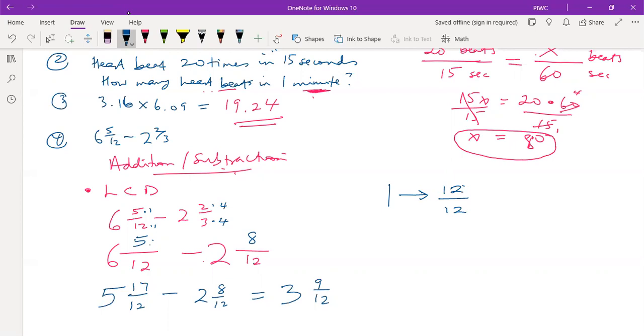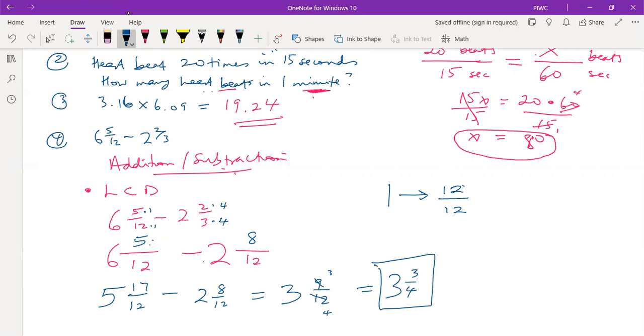Okay. But I can still reduce this fraction to lowest terms. So I'm going to end up with 3 whole numbers. 3 into 9 is 3, and 3 into 12 is 4. So we have 3 and 3/4. That's our answer here.